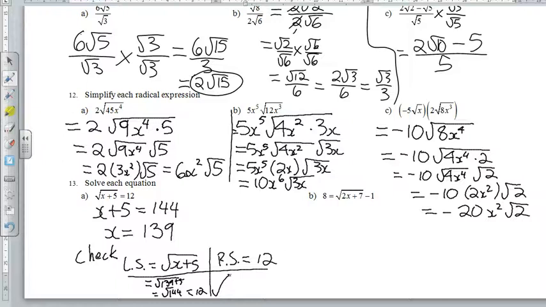It works. This one, before we square both sides, we need to get rid of that minus 1. Okay? We're going to do that how? We're going to add it to both sides, right? So we're going to get 9 is equal to the root of 2x plus 7. Square both sides. 81 is 2x plus 7. 74 is 2x. X is 37.